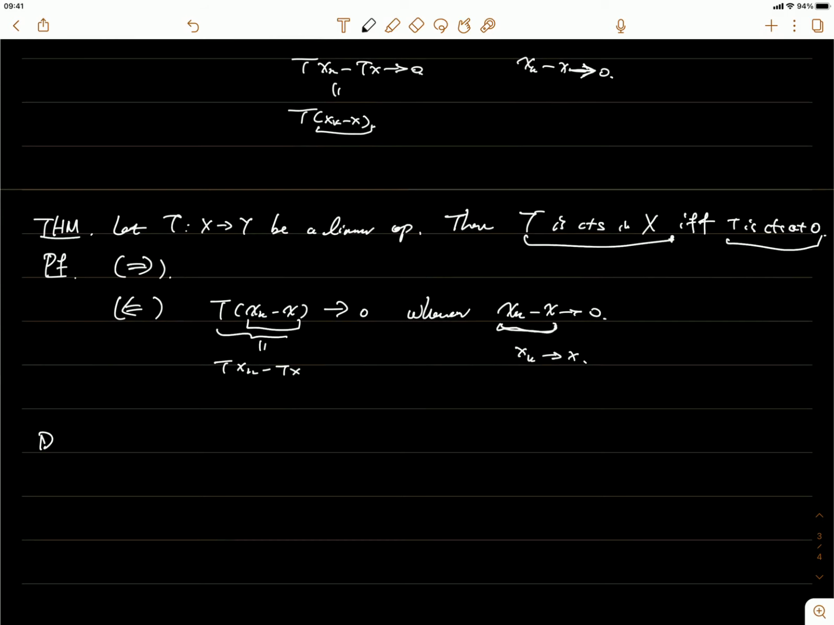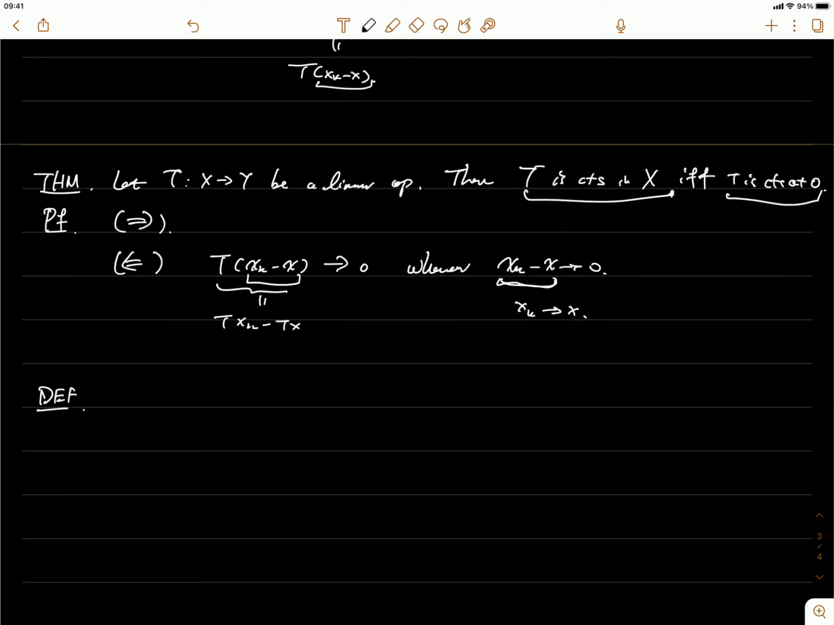Okay, so that's continuity. It's pretty simple. I just need to check this. Okay, bounded operators.